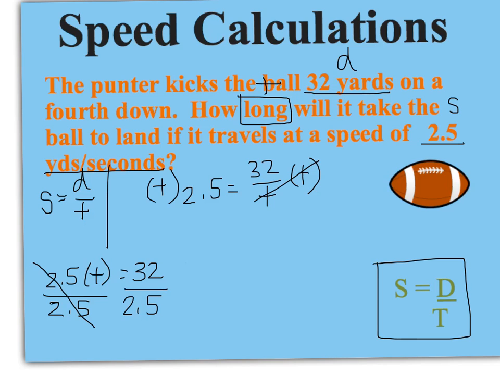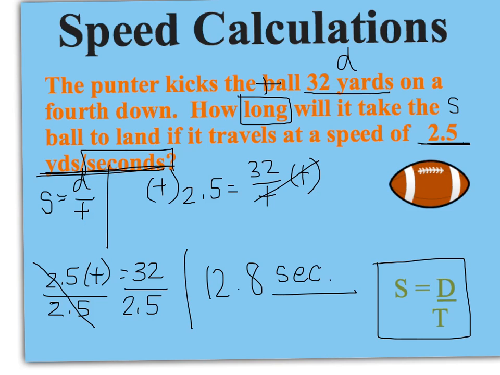So 32 divided by 2.5 is 12.8. 12.8 what? What is our unit here for time? Well, I look back up into my word problem at my speed value. The speed was 2.5 yards per second. The time was measured in seconds, so our answer will also be in seconds since we were solving for time.